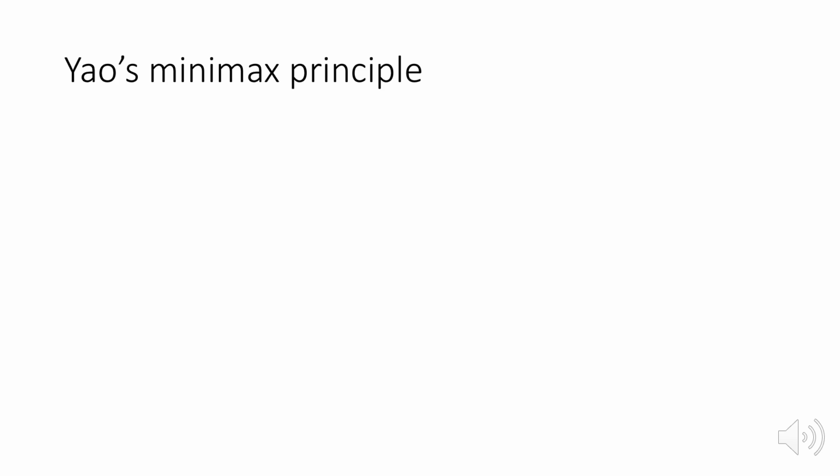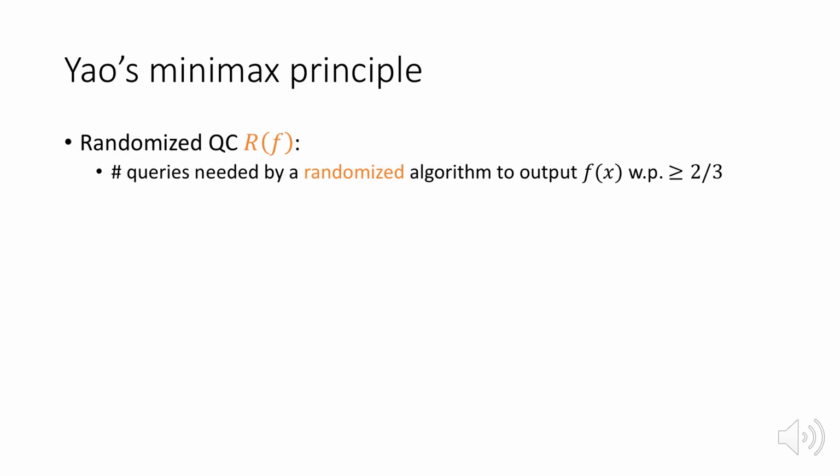The randomized query complexity is famously characterized by Yao's minimax principle. A bit more formally, R of f is the least number of queries needed by a randomized algorithm on the worst-case input x in order to output f of x with probability at least 2/3. Here, the probability is over the random coin flips of the algorithm.